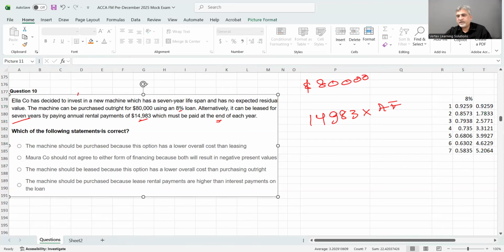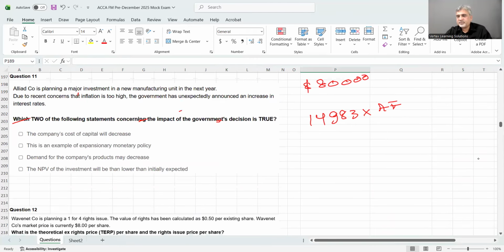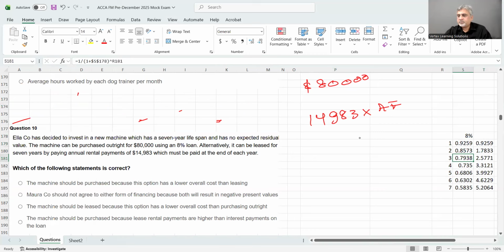Got my NPV factor. Okay, my mouse is giving me some trouble. I'm not sure what it is doing. I will change the batteries in a while. 5.20. So I have to multiply this number with the NPV factor 5.2064. So what it gives me, 14,983 into 5.2064, is about 78,000.